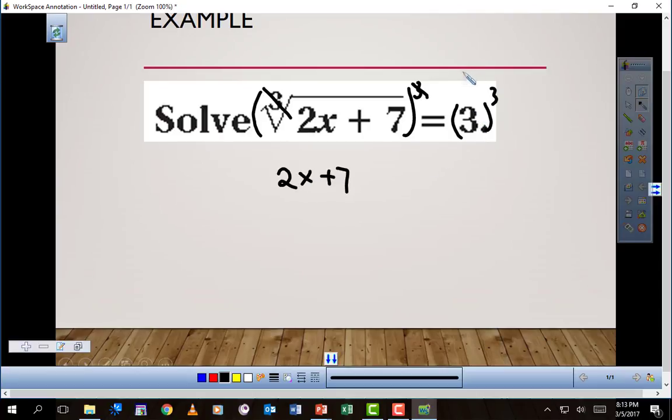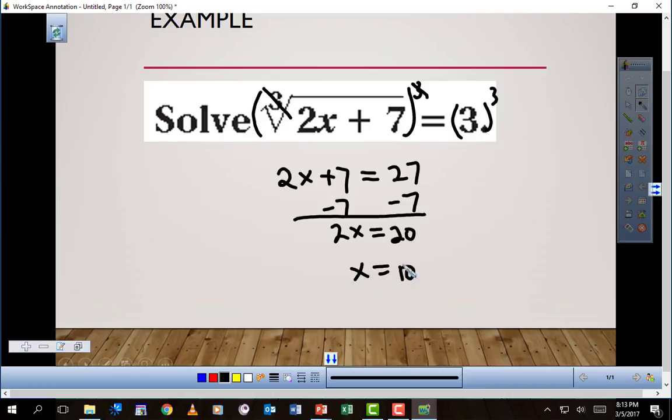On this side, if we cube 3, we get 3 times 3 times 3, which is 27. And we just solve this by doing some basic algebra, and we get x is equal to 10. Now, it's not a bad idea to check if this works. I recommend you get into the habit of putting the number back into the original expression and seeing if it works.